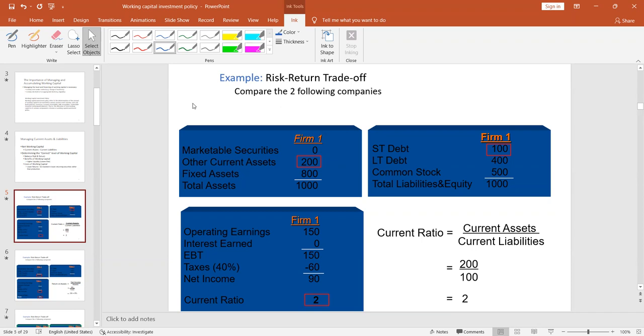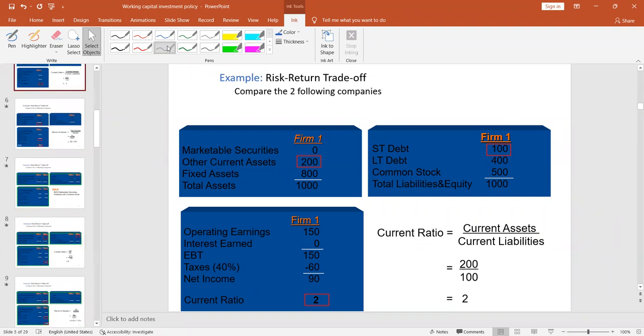How can we calculate current ratio? That will help us to know about liquidity: current assets divided by current liabilities. So in this example related to Firm 1, you see that we don't have marketable securities. So we have $200 current assets. And also, you see that we have information about current liabilities on the right hand side.